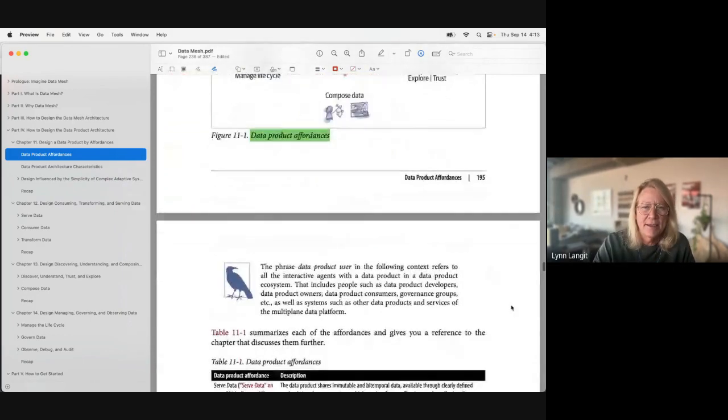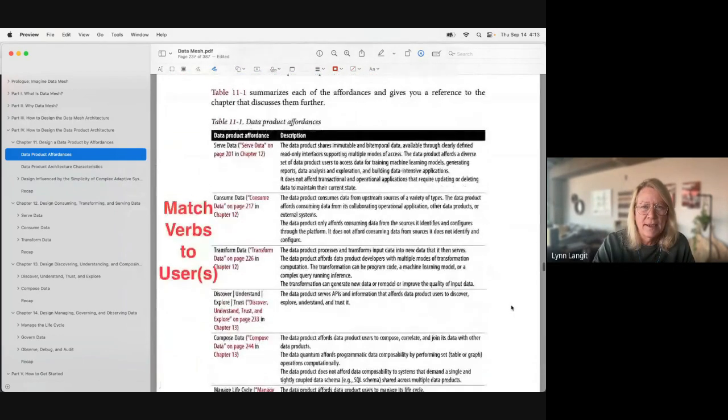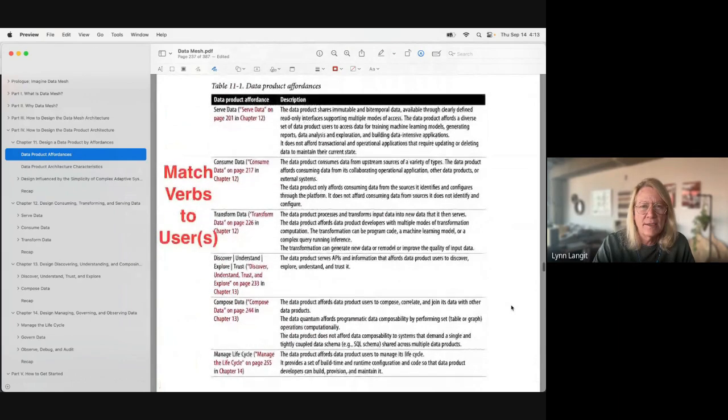All right, so then just like in the previous chapter, she has a nice table here and she's just defining, to me, they're kind of obvious, like serving, consuming, transforming. And as you were saying, Matt, you want to match the verbs to the users. Who is going to be consuming? Who is going to be transforming?